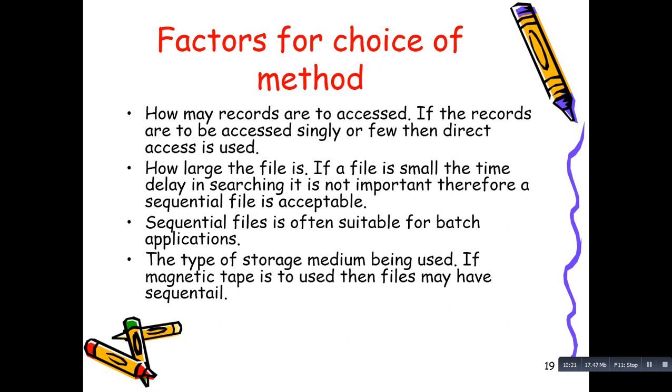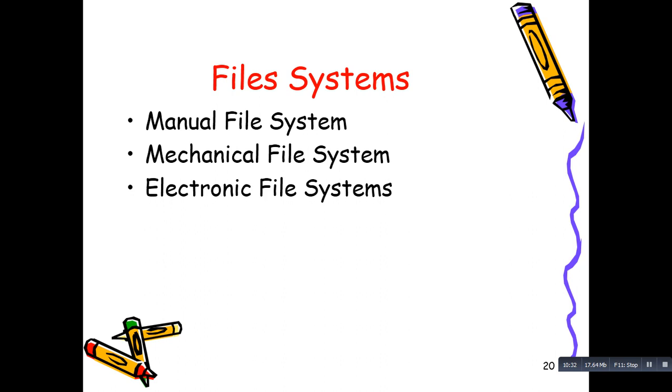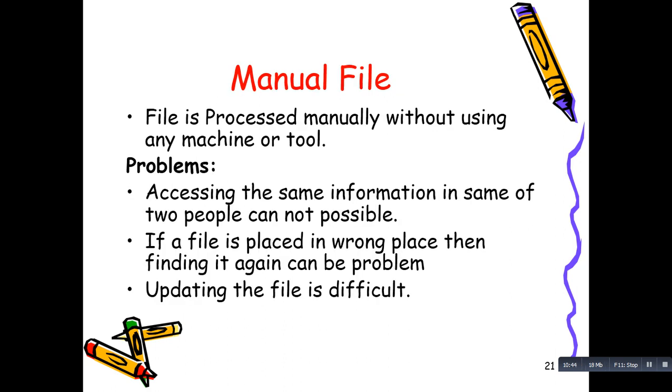file system. Now, file systems: manual file system, mechanical file system and electronic file system. Manual file system: the file is processed manually without using any machine or tool. Problems inside that: two people cannot access the same information at the same time. If a file is placed in the wrong place, finding it again can be a problem. Updating the file is difficult.